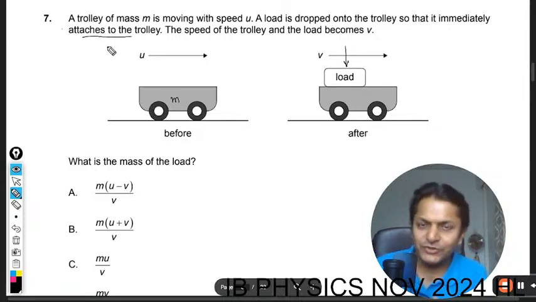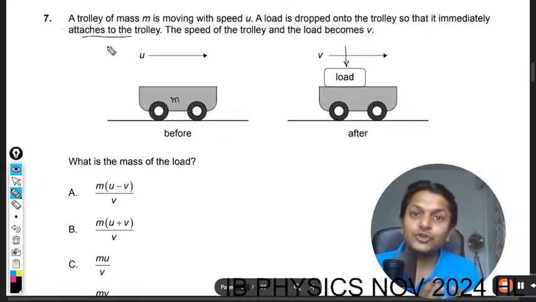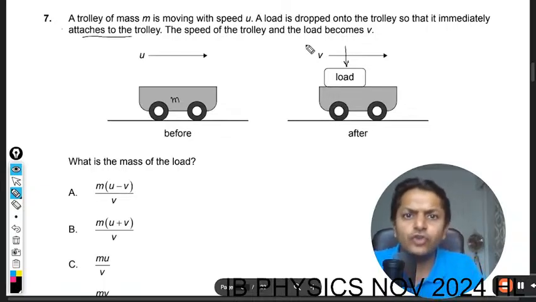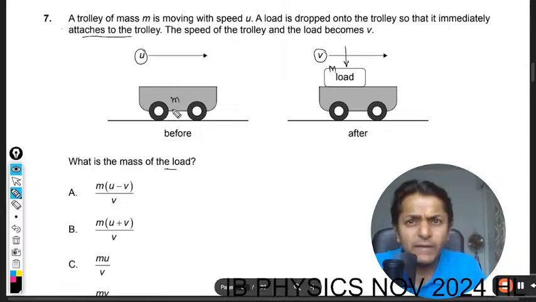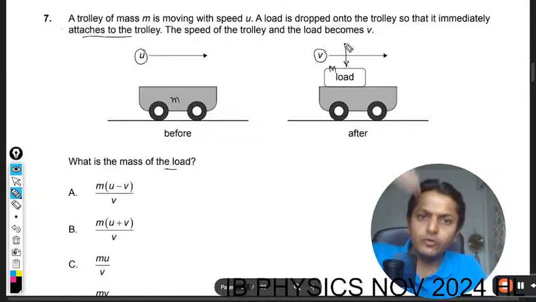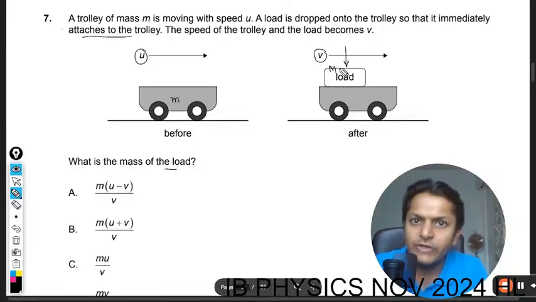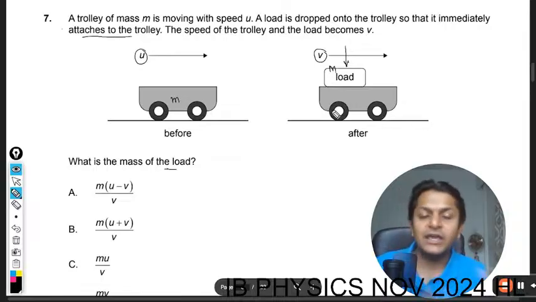So again, both of the bodies are now going to stick together, and so they're moving with the same velocity. The speed of the trolley and the load becomes v. So this is v. Earlier it was moving with u. What is the mass of the load? So we have to find the mass of the load. Let us take it as capital M, because this is small m. So by applying the conservation of linear momentum, we would be considering only the x-axis. When this load was moving with some velocity, we don't care about that. It just sits on the trolley, and after that it starts moving with the velocity v in the x-axis.